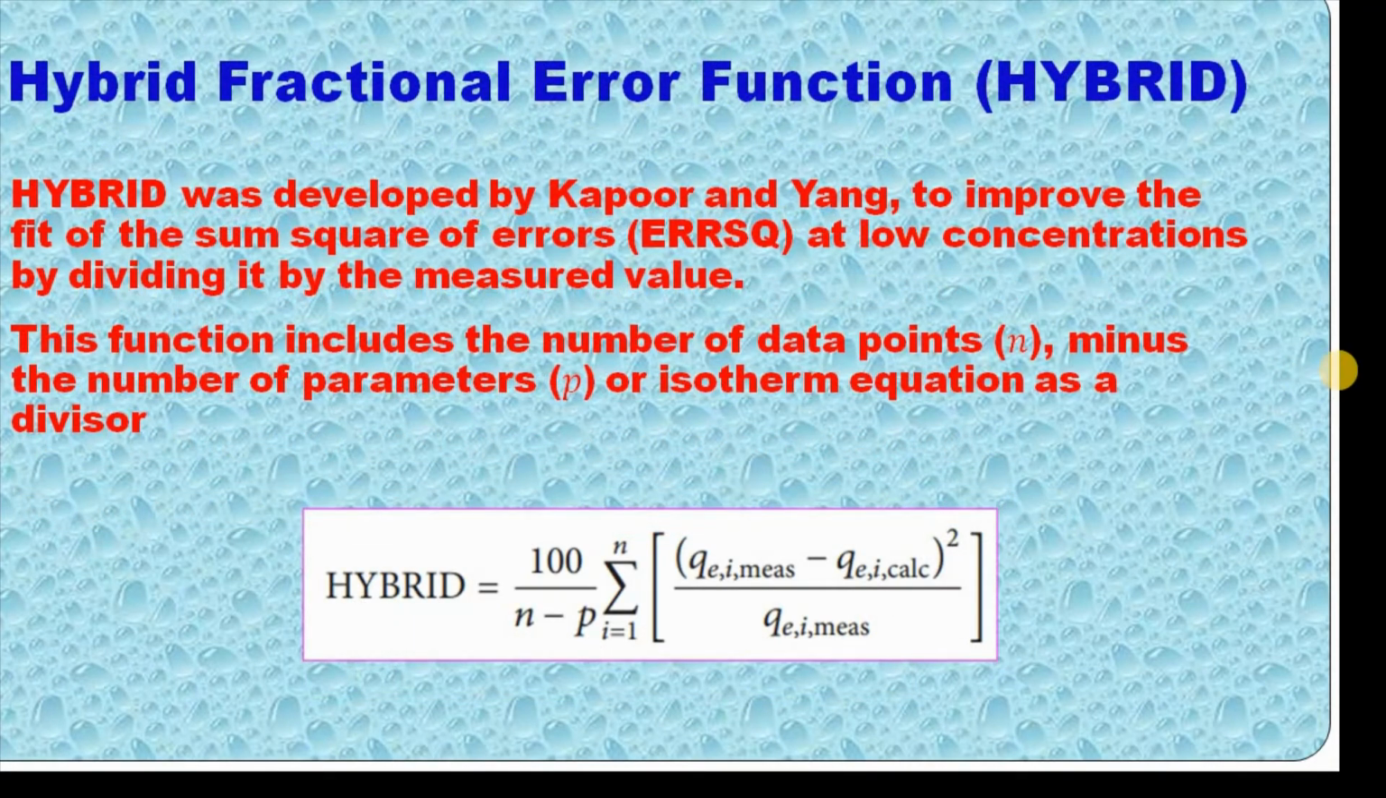Then comes hybrid fractional error function. It was developed by Kapoor and Yang to improve the fit of the sum square of errors at low concentrations by dividing it by the measured value. This function includes the number of data points minus the number of parameters of the isotherm equation as a divisor, and the equation is written as this.